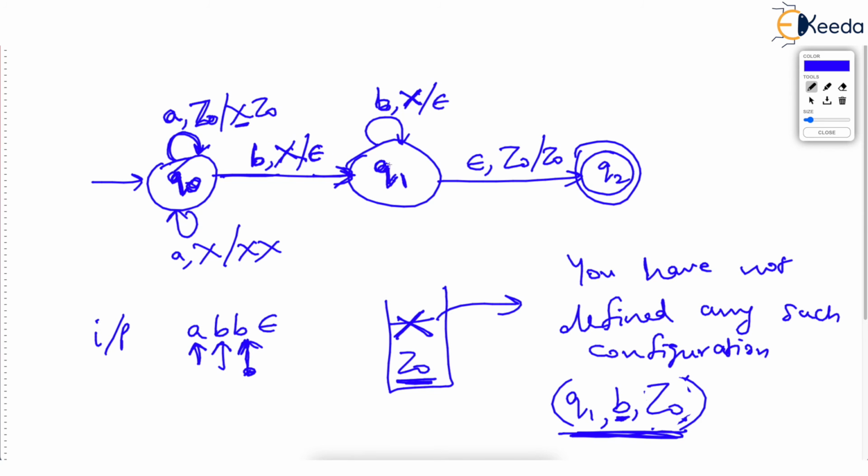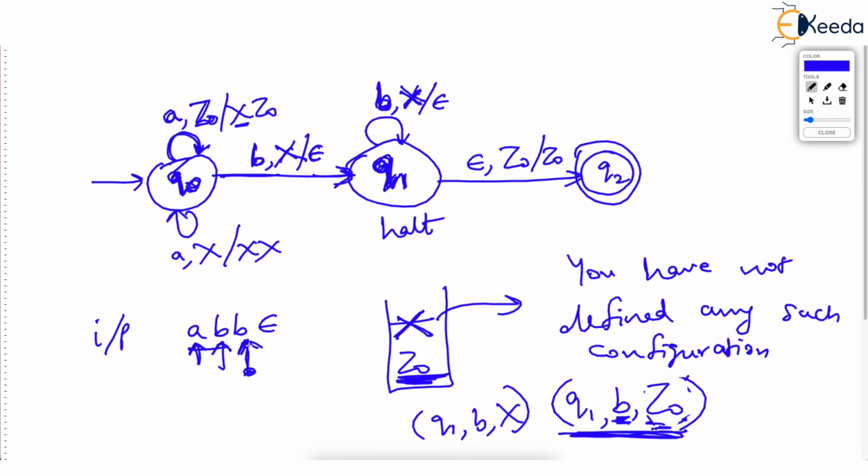Then the machine says, I don't know what to do when I am in Q1 and when I am reading B and top is Z0. I don't know. So I will halt here. Machine halts, simply because there is no such configuration declared. See, the configuration that we have declared is Q1, B, X. Check this. This is the configuration. What it means is, you need that symbol X on the stack when you are reading a B. You cannot expect Z0, but now you have top as Z0.